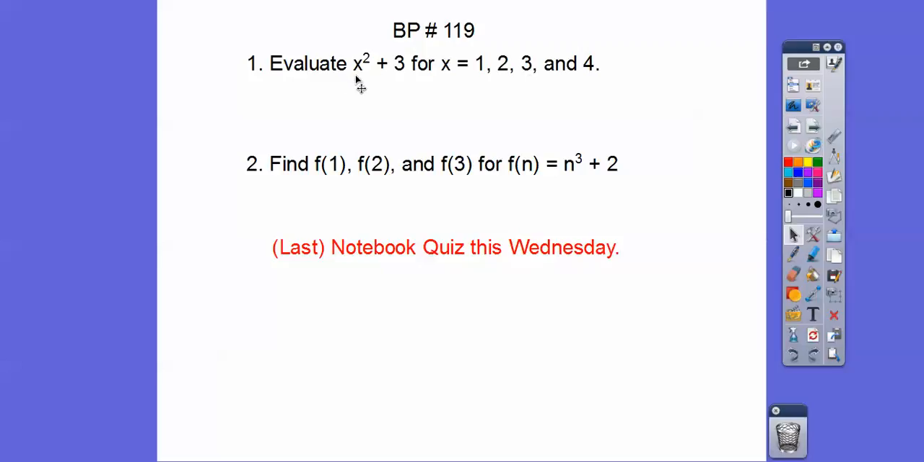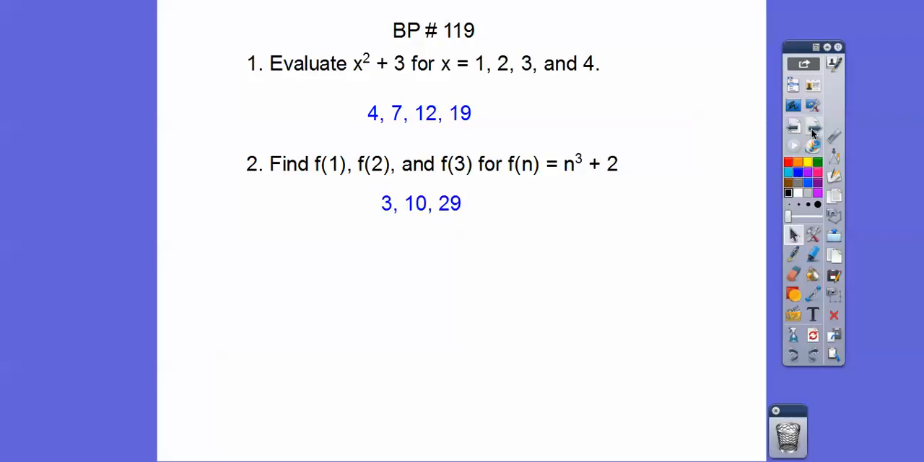So 3 squared is 9, plus 3 is 12, and then finally 4 squared plus 3 is 19, okay? And then this one here says plug in 1, 2, and 3 into this one: 1 cubed plus 2, 2 cubed plus 2, and 3 cubed plus 2. Okay, 3 cubed is 27, 27 plus 2 is 29, okay? So you get those numbers right there. I hope that makes sense, you guys.